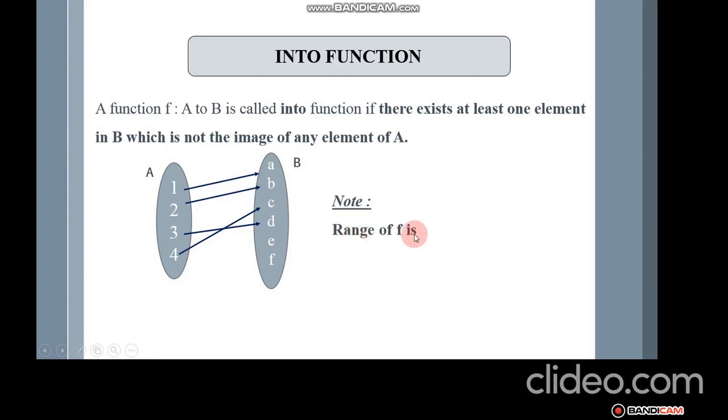Here the range of f is a proper subset of the codomain. Proper subset means at least one element of the codomain is not in the range of f.